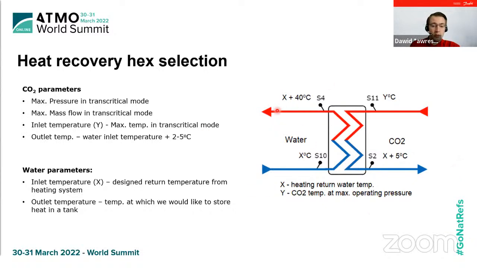On the water side, the input temperature should be the design return temperature from your heating system. So as we said, it should be max 30 degrees. The outlet temperature should be the temperature at which we would like to store the heat in our buffer tanks. We recommend at least a 40 degrees Celsius difference to ensure a bigger amount of energy can be stored.